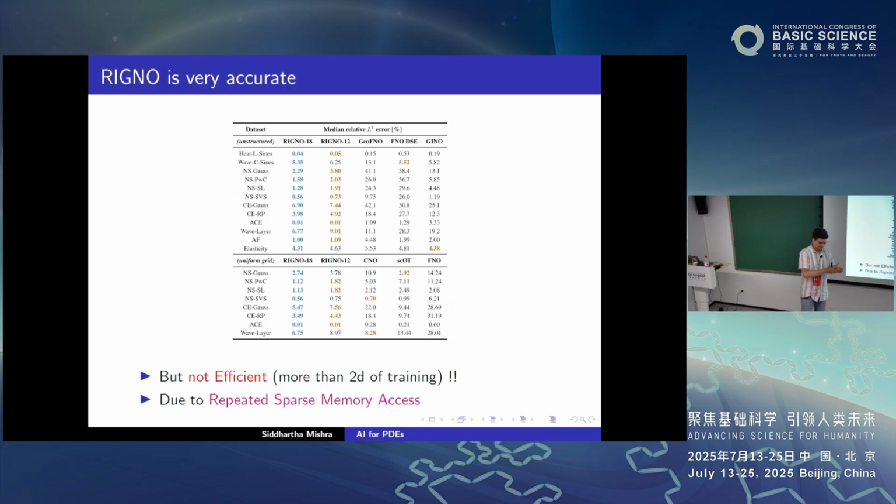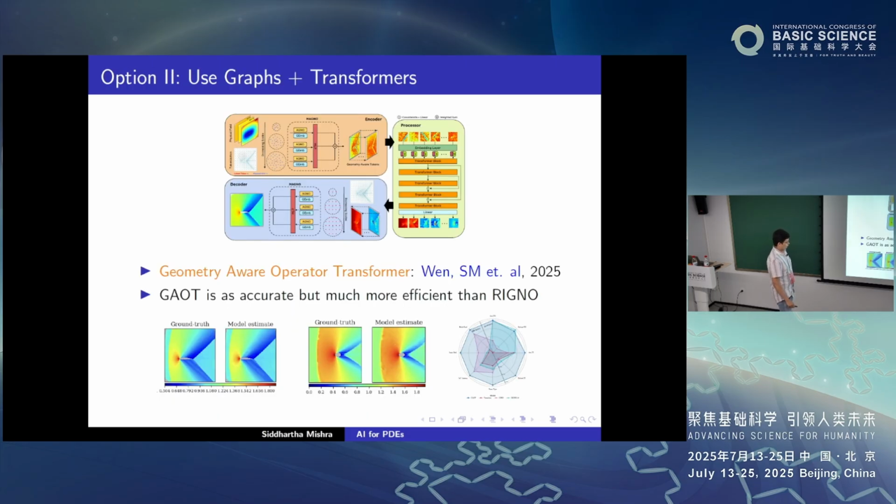So if your graphs are different in each batch, as it's called, then you have to do a lot of repeated sparse memory accesses. And for modern GPUs, this is not optimal at all. So it's very, very slow. It's difficult to scale it beyond a certain number. So what's the solution? One of the solutions at least is from a very bright Chinese student of mine, Shazhang Ban. What he came up with, what we came up with, is to combine graphs and transformers.